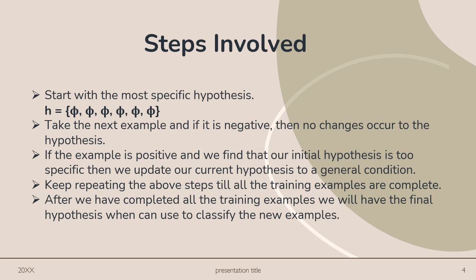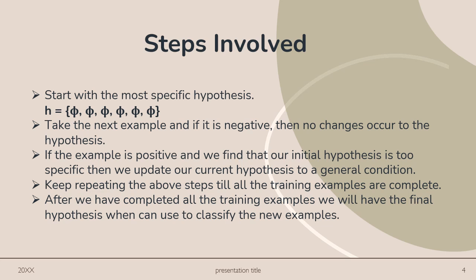If the example is positive, then we take our initial hypothesis, which is specific, and we update our current hypothesis to a more general condition. You have to keep repeating the above steps until the training examples are completed. After we have completed all the training examples, we will have the final hypothesis which we can use to classify new examples. In the Find-S algorithm, each attribute value can be specific or a wildcard, that is the question mark. The hypothesis is represented as a conjunction of attribute values.